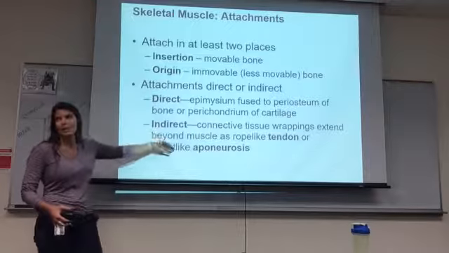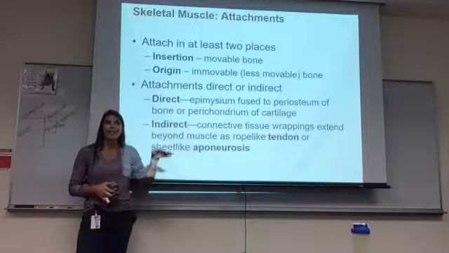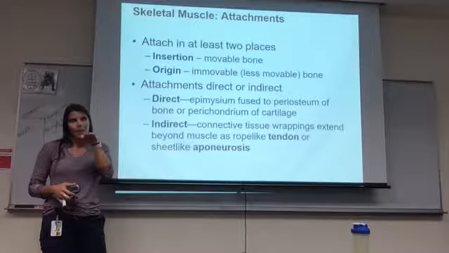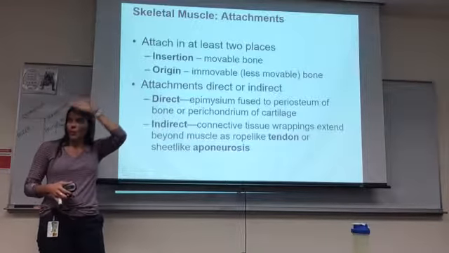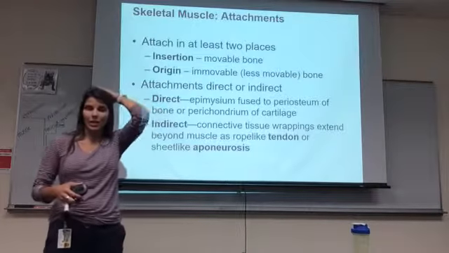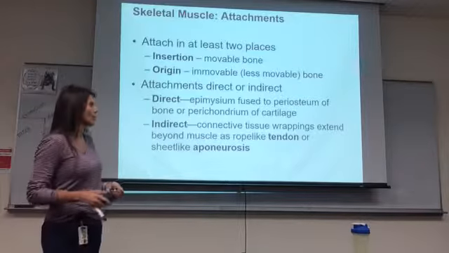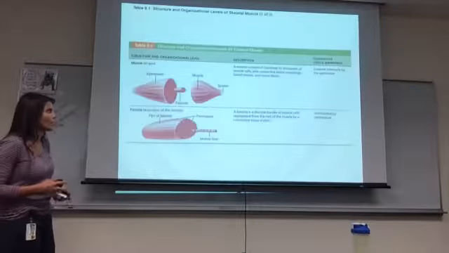Indirect means that it has a tendon. The term aponeuroses is a tendon sheet. So you have an aponeuroses right here, like you don't have an individual small rope tendon here. You have a sheet of tendon here that's attaching this muscle and this muscle. So an aponeuroses is a sheet of tendon.